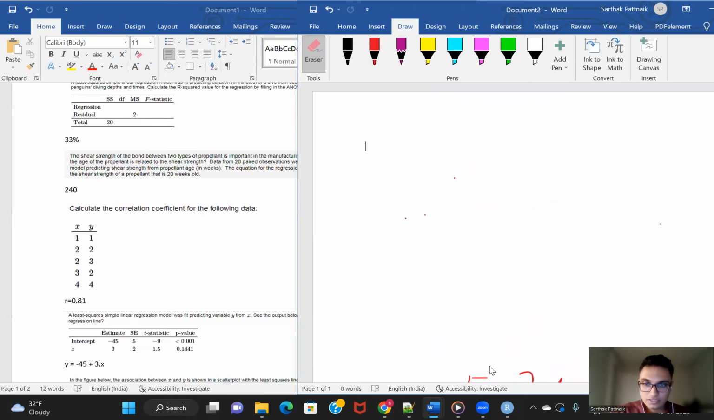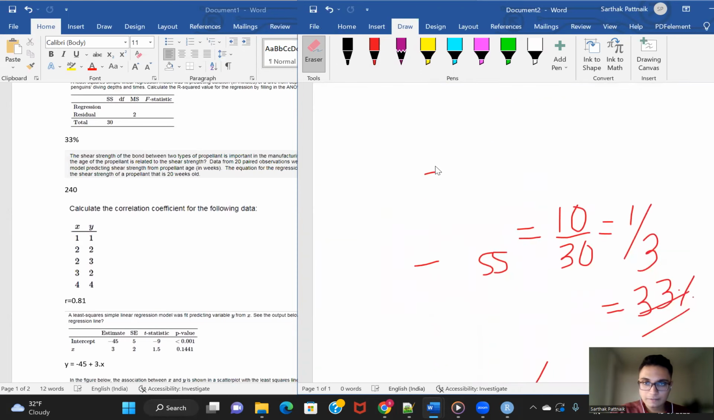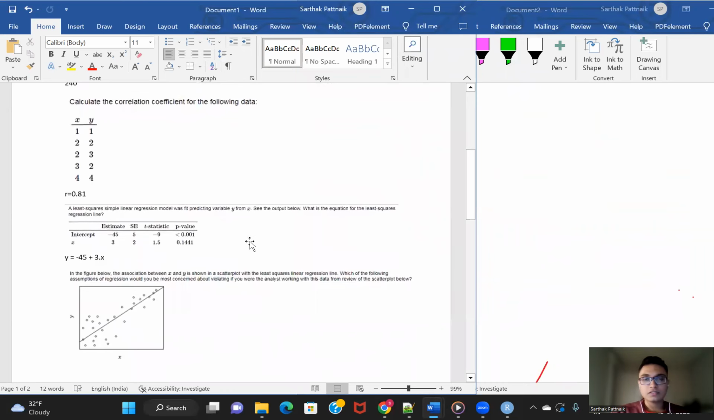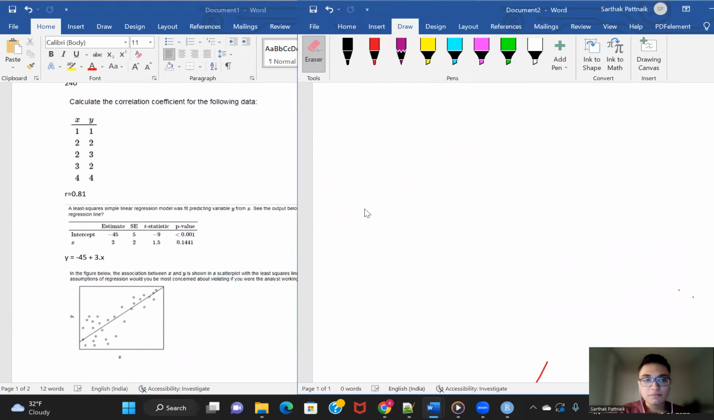Let me remove this and then we'll go ahead to the next question. This is an interesting question. This question says, in the figure below, the association between x and y is shown in a scatter plot with the least square linear regression line. Which of the following assumptions of regression would you be most concerned about violating if you were the analyst working with this data, from review of the scatter plot below? So it's asking me which model assumption this particular scatter plot is violating.